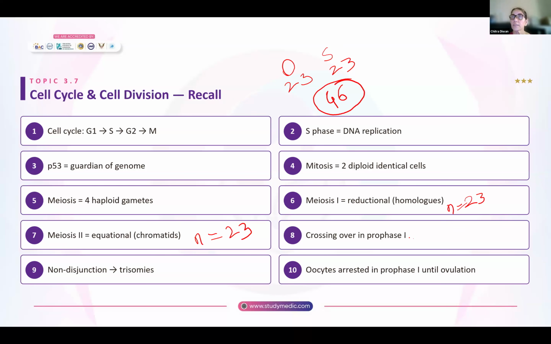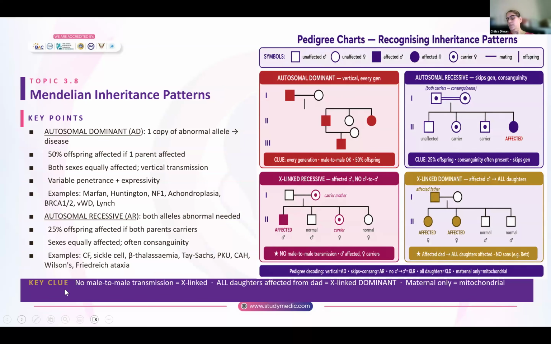Whenever there is non-disjunction, it gives rise to trisomies. It is very common in meiosis 1 rather than in meiosis 2. Oocytes are arrested in prophase 1 until ovulation. After ovulation, prophase 1 is completed, meaning meiosis 1 gets completed, and it enters meiosis 2. Meiosis 2 is completed after fertilization. All right, so that is all about cell growth and division.